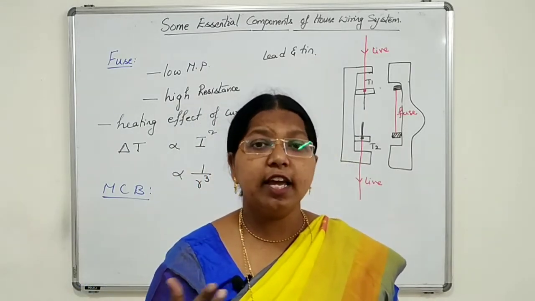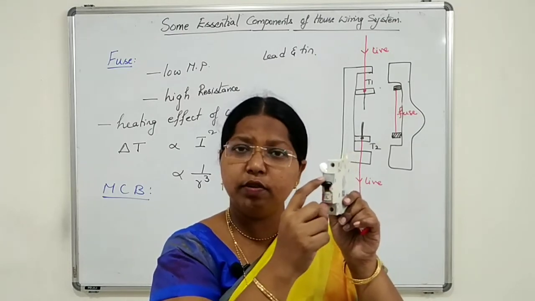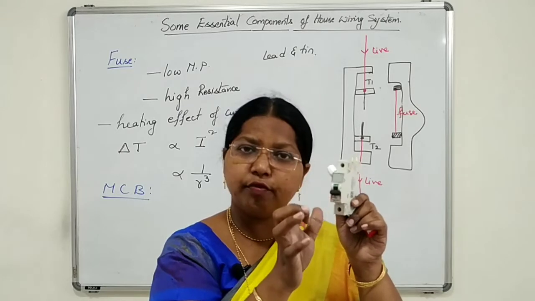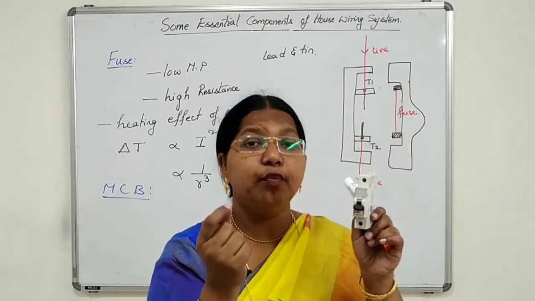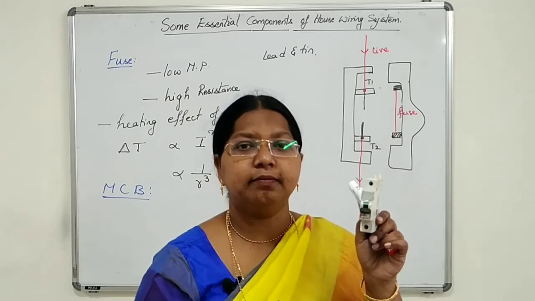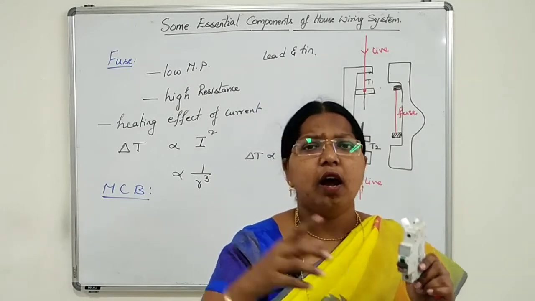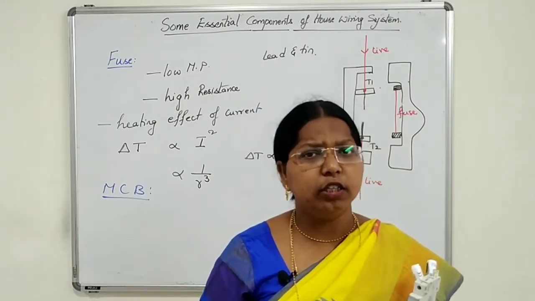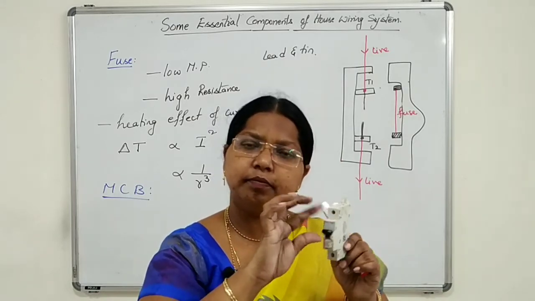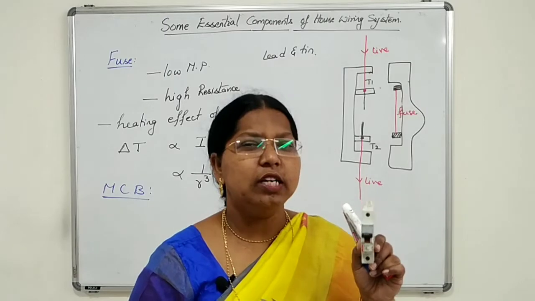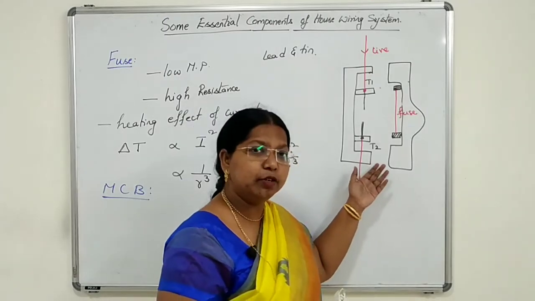Whenever there is a heavy current flowing or a short circuit, this switch will fall down, or trip, switching off automatically, very fast, within 25 milliseconds. After rectifying the fault in the circuit, we will switch it on. Clear? Then we will switch it on. So it is very easy. We have removed all the inconvenience by using this.